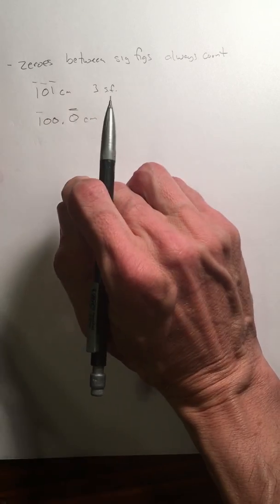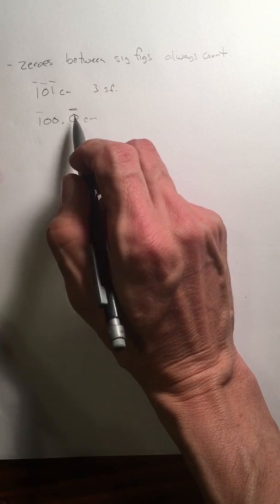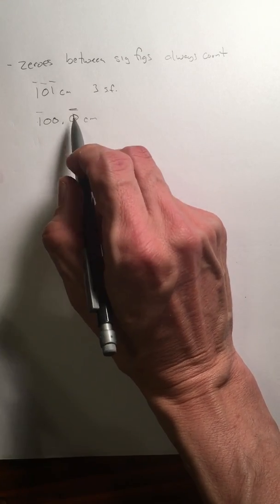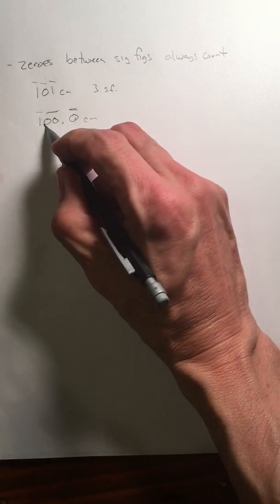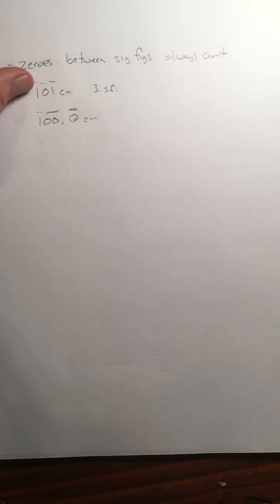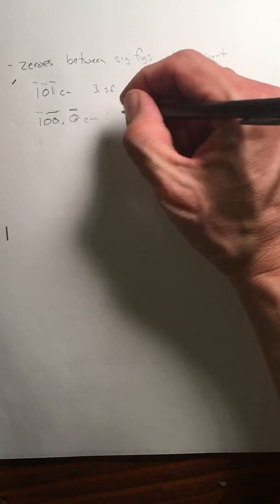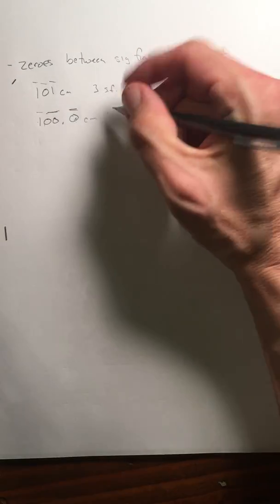100 is still 100. But if this is significant and this is significant, if I measured the hundreds place and the tenths place, I must also know the tens and the ones place. So this would in fact have 4 sig figs.